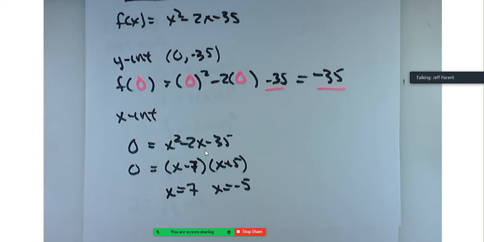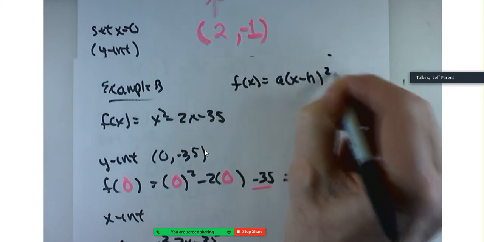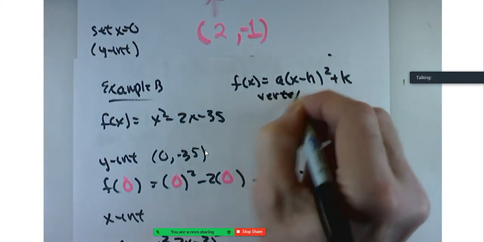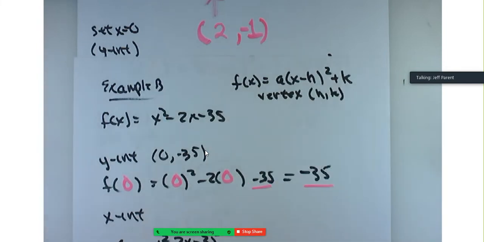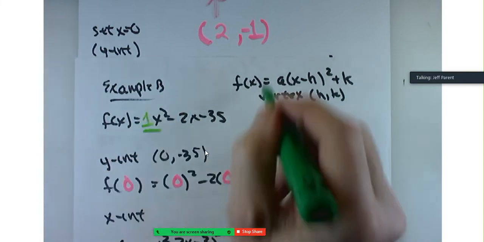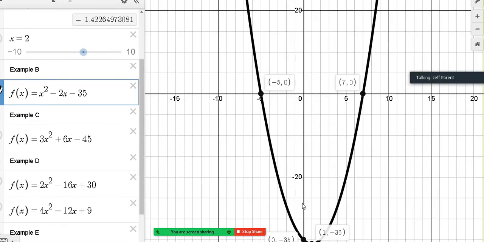Let's see, what else do we need to find? We've got the vertex. So let's see if we can write it in a different form. One of the different forms you could write your parabola in is f of x equals a times x minus h squared plus k, and h and k are your vertex. So vertex at h and k. Now that a here is really the same as this here. That's your a, the coefficient of your x squared term. And I know the vertex. So what's the vertex? Let's go back. It was 1, -36. So the vertex is 1, -36, and a equals 1.